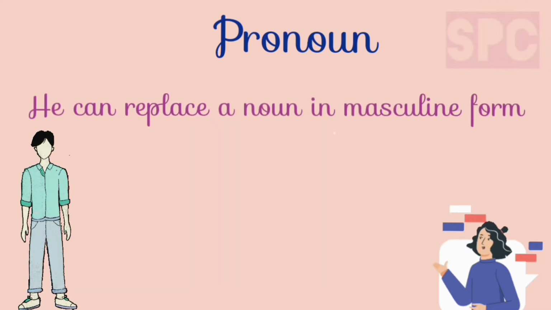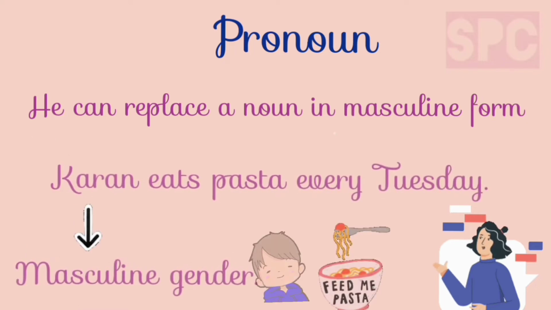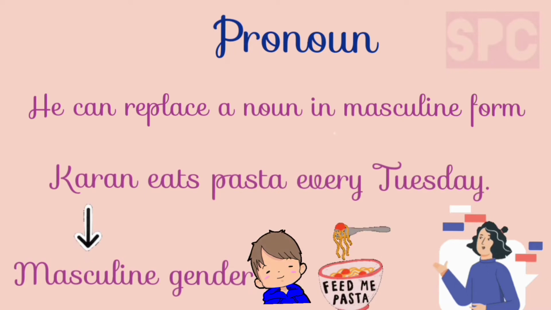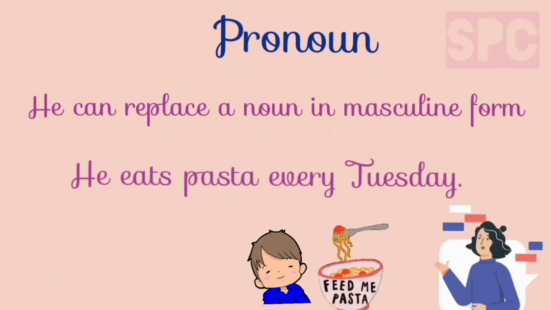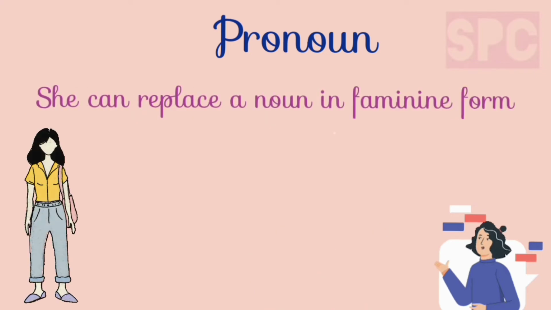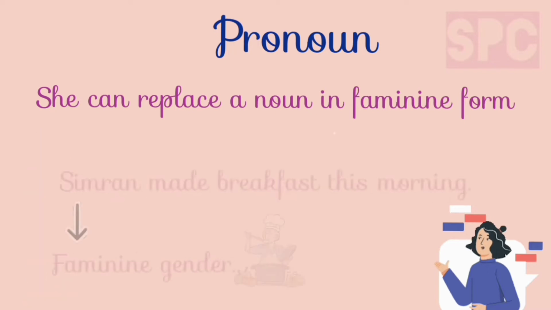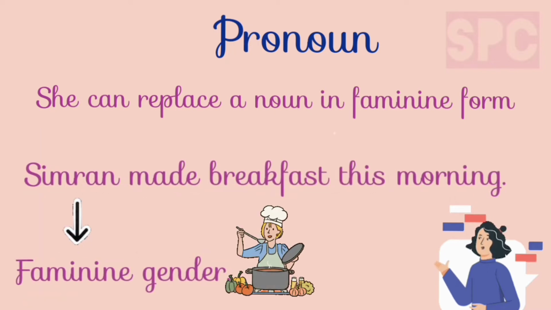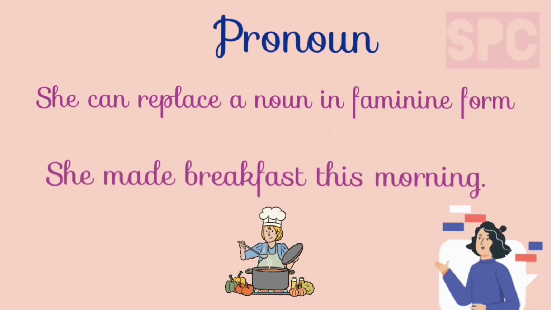The pronoun he can replace any noun which is in masculine form. For example, Karan eats pasta every Tuesday. In this sentence, Karan is a boy, masculine gender. So, we can rewrite this sentence using pronoun he as he eats pasta every Tuesday. The pronoun she can replace any noun which is in feminine form. For example, Simran made breakfast this morning. Simran is a girl, feminine gender. So, we can rewrite the sentence using the pronoun she as she made breakfast this morning.